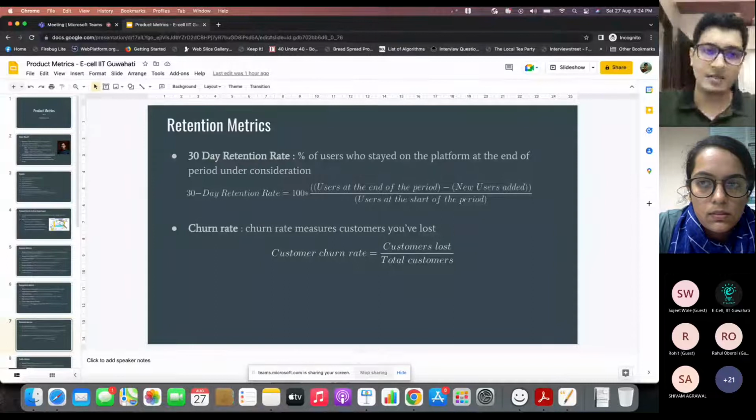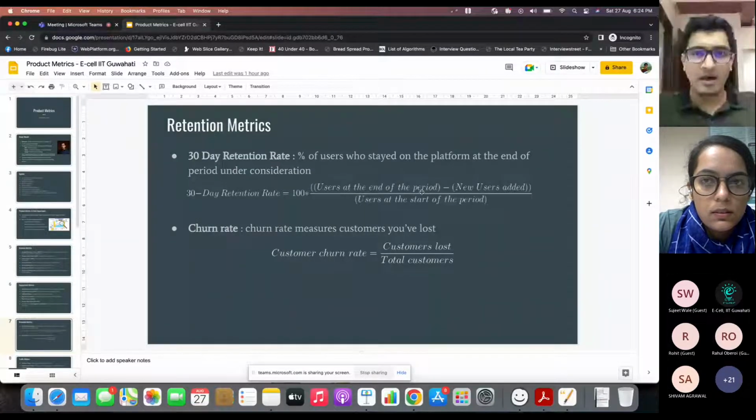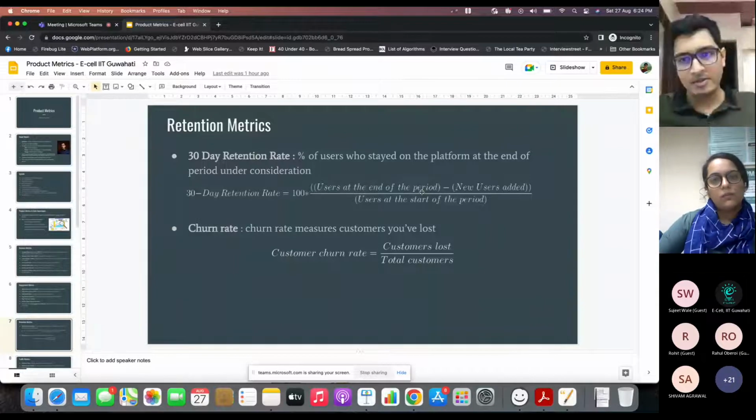So how is 30-day retention rate measured? You get the users at the end of the period. For example, let's say as of 1st August I had 100,000 users. I added 20,000 users.